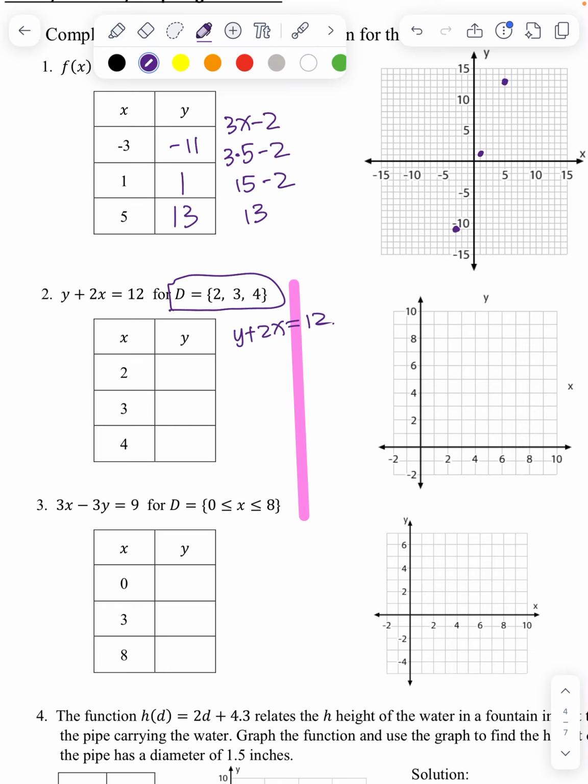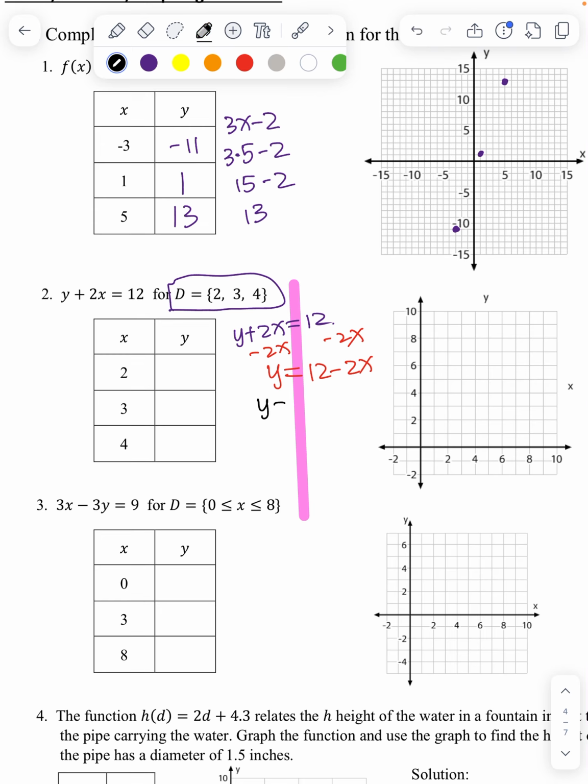Or I'm going to get rid of 2x by subtracting 2x from both sides. Positive 2x minus 2x, this part is gone, right? So y equals 12 minus 2x. Either method, you get the same result. Now when x equals 2, we need to figure out the y value.